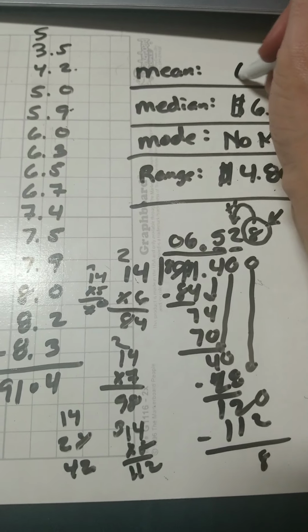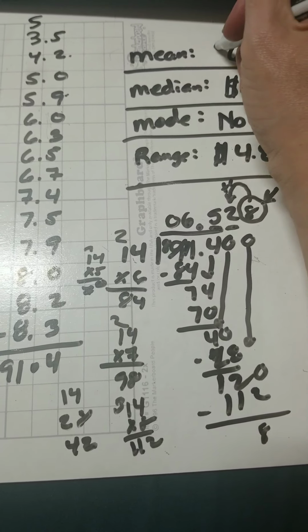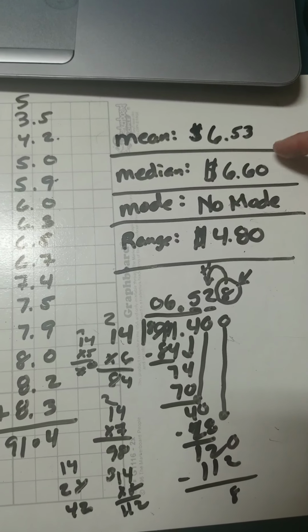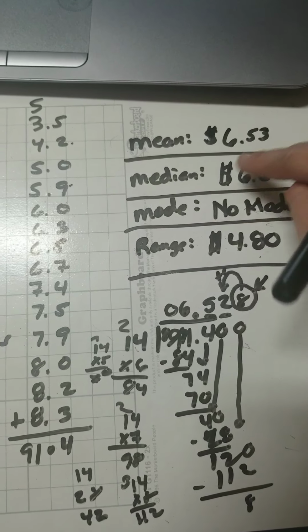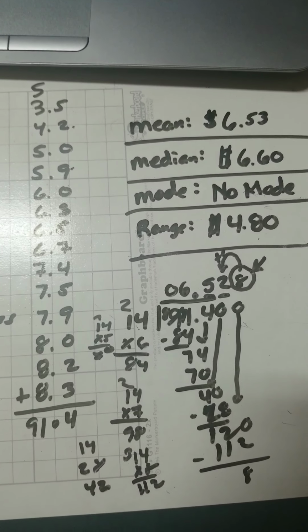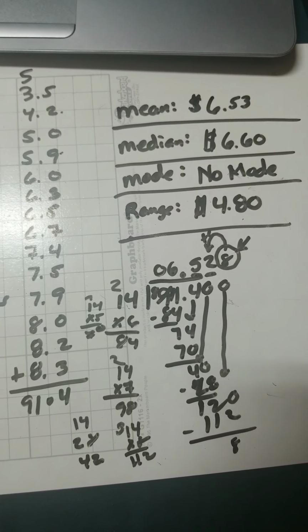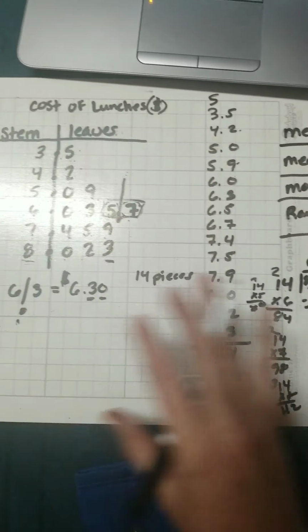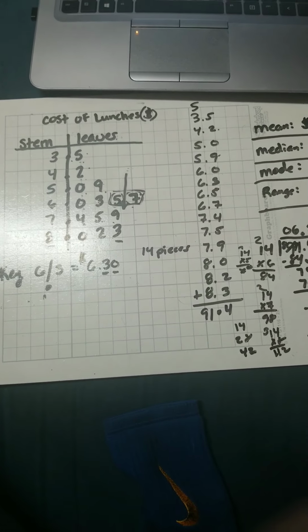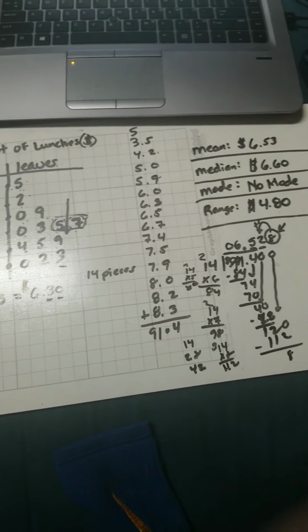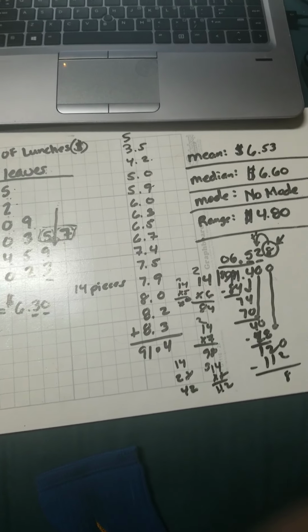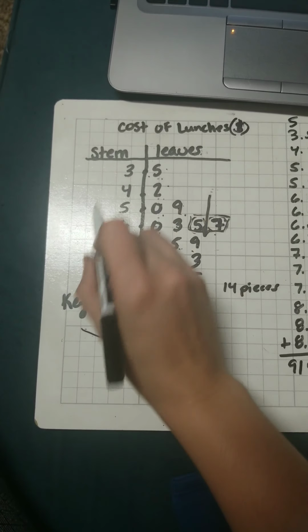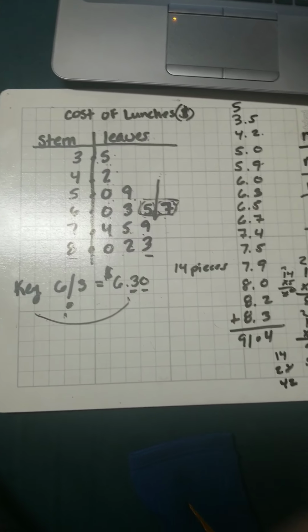So my mean is going to be $6.53. Remember what I told you about your mean and your median being relatively close? $6.53 is relatively close to $6.60. So I'm pretty sure that our answers are almost 100% accurate. If you want to go back and check any of this with the calculator, you are more than welcome to do so. Just make sure that you understand the difference between a mean, a median, a mode, and a range. You know to look at the keys so you know how to read your stem and leaf plot. Good luck!